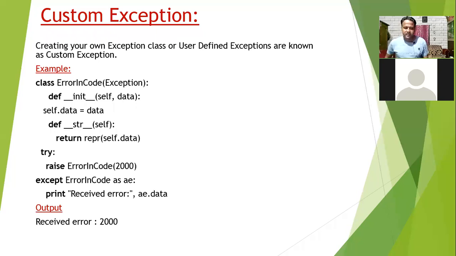Next is the user defined exception class. The class error in code, by defining a constructor, then here it raises an exception. If you pass 2000 to the constructor, it shows an error.